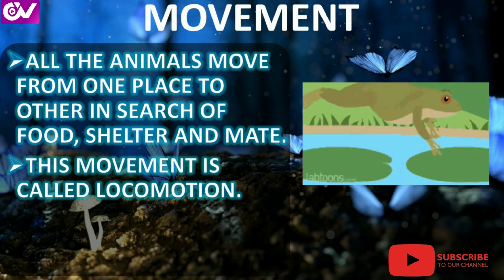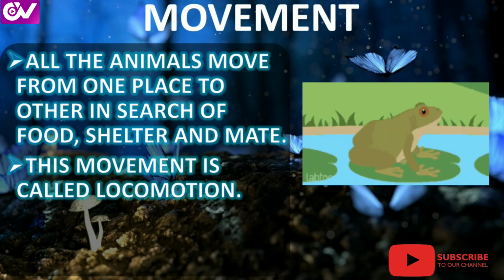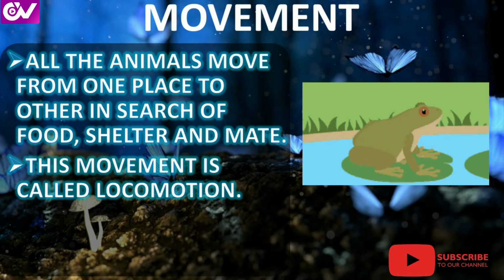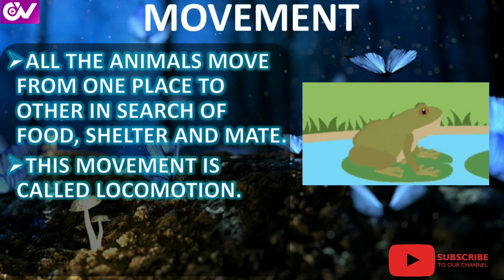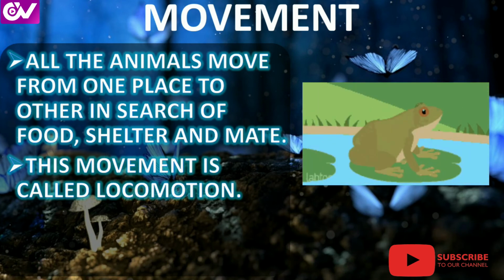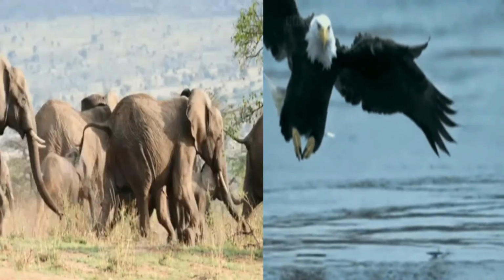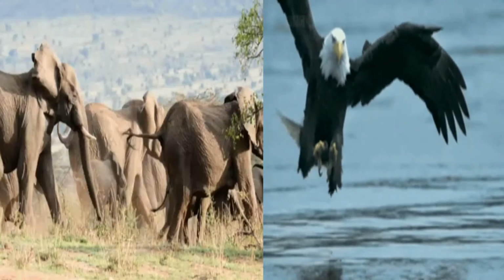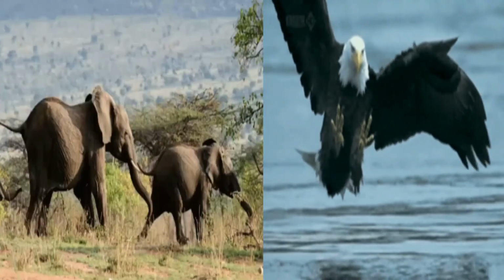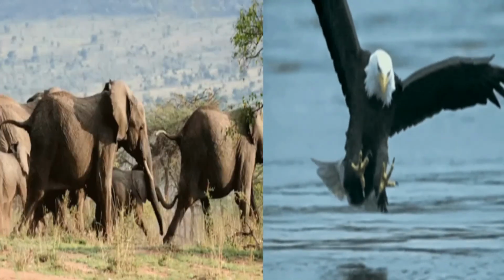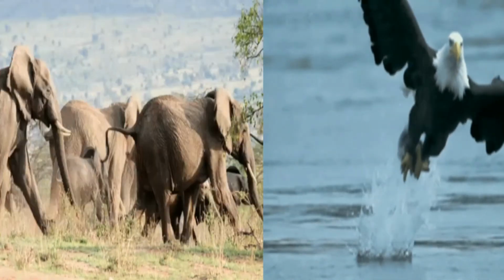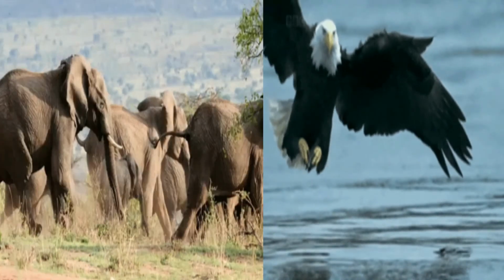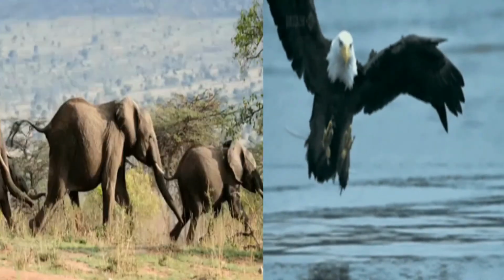This movement is called locomotion. So moving from one place to another in search of food, shelter and mate is known as locomotion. Locomotion is nothing but moving in search of food and shelter. See, the elephants are moving from place to place for shelter. In the second picture, the eagle is flying and catching the fish. Catching fish is for eating. So in search of food, it is moving.